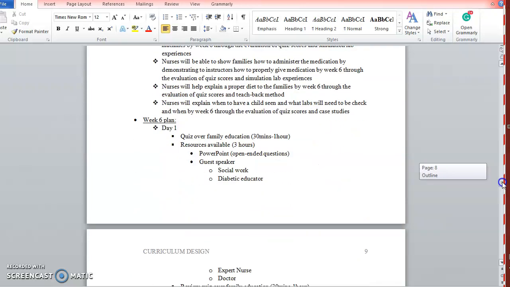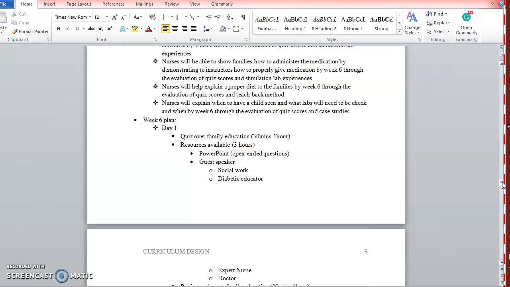And then week 6 we get into resources available. I think this is a huge thing. We need to understand the resources that we can help our patients and their families with. There's so much that goes into diabetes. Learning about the equipment, learning about the meds, learning about food and diet, everything like that. So I think it's really important to know where your resources are so you can help your families out.